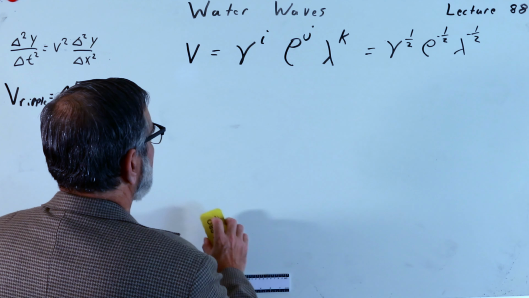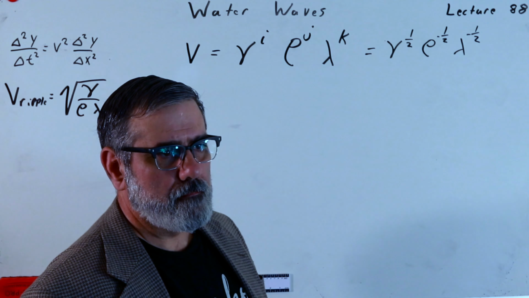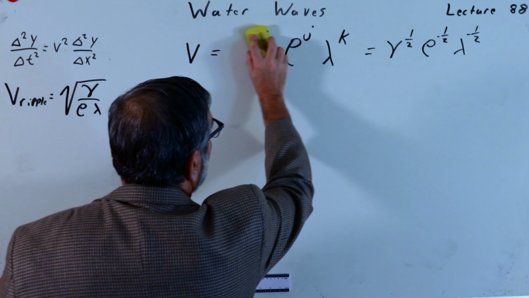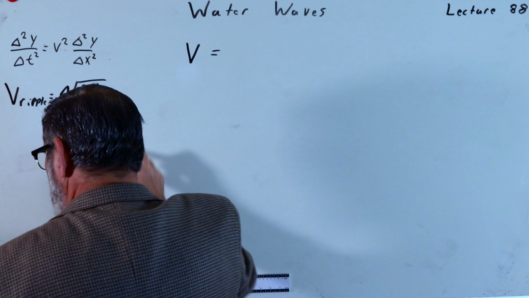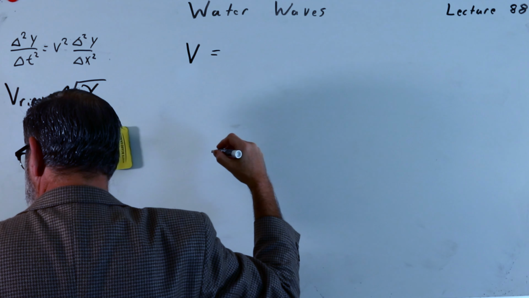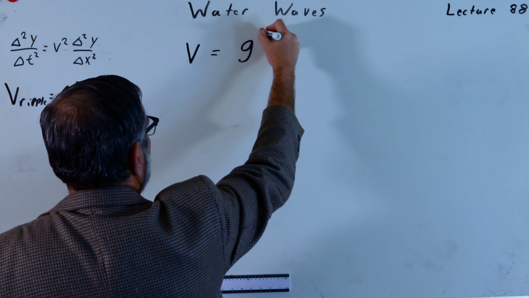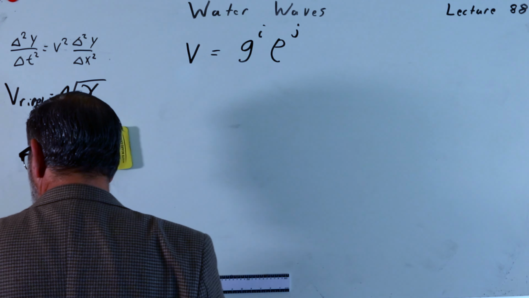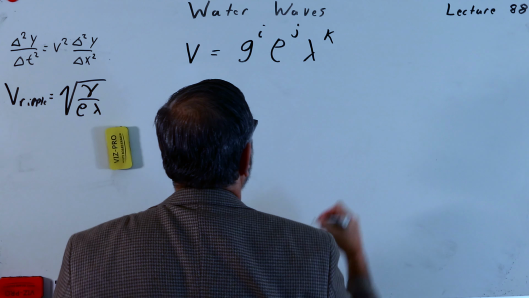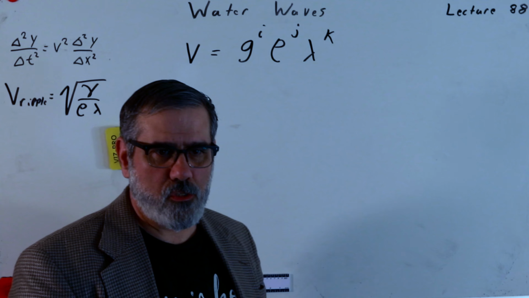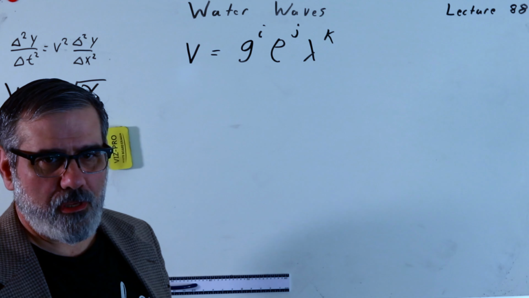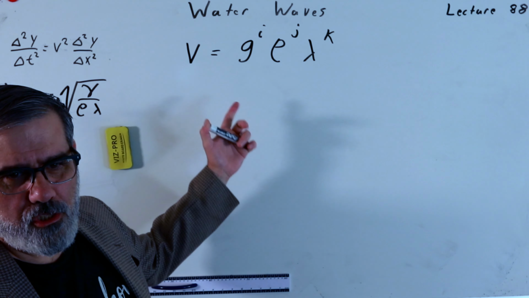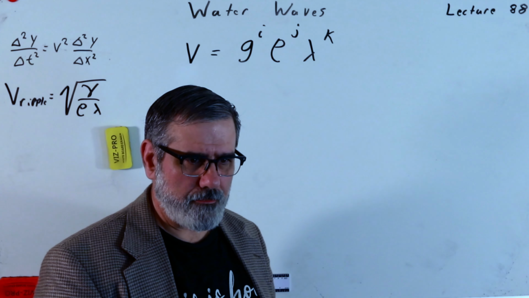Now let's look at the other case, for real waves, not ripples. So now surface tension is irrelevant. Gravity is going to be dominating. Let's have a look at what we get. So we're going to have that the velocity is equal to g to the I power times rho to the j power times lambda to the k power. So I've really just switched out the surface tension component for the gravitational constant. Is that what we call it, the gravitational constant, or is that big G? Well, this little g is 9.8 meters per second squared, right?